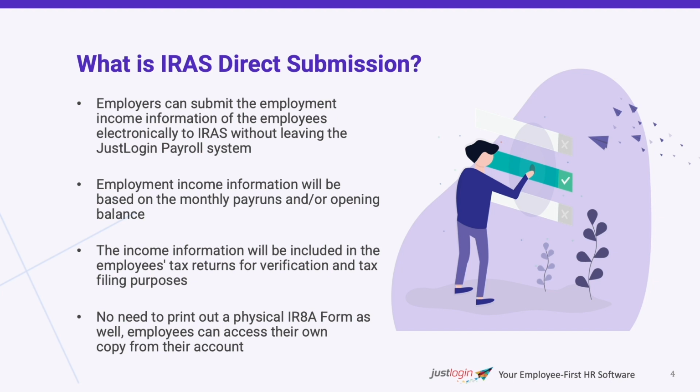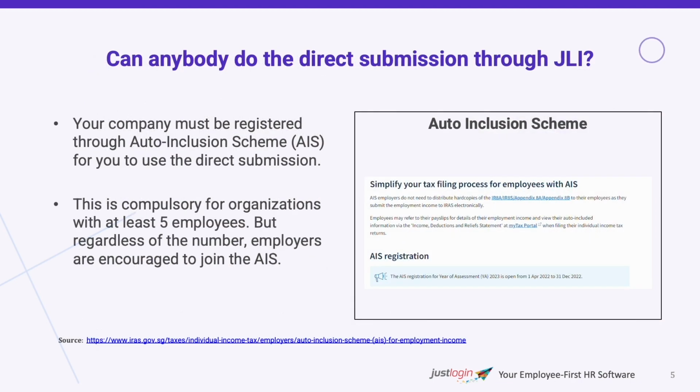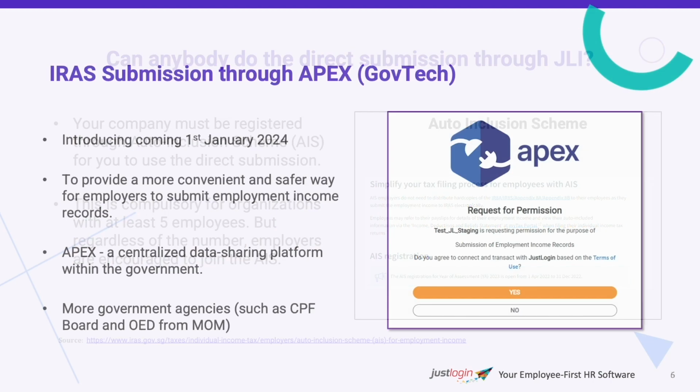And one of the advantages of direct submission, there is no need to print out a physical IR8A form. Employees can access their own copy from their account. Later, we can show it during the demo how to access it. Now, can anybody do the direct submission through JustLogin? Your company must be registered through the Auto Inclusion Scheme, or AIS, for you to use the direct submission. This is actually compulsory for organizations with at least 5 employees. But regardless of the number, employers are encouraged to join the AIS.